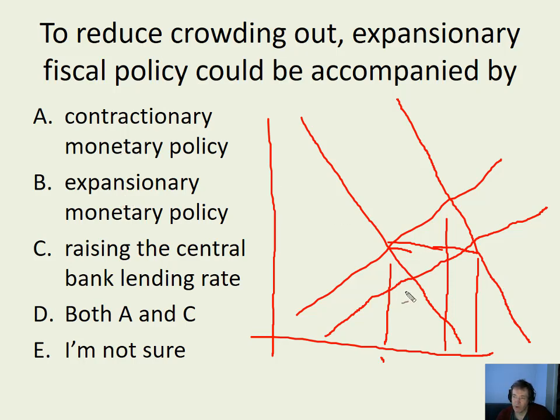Contractionary monetary policy would have the opposite effect, that would be like moving back this way. That would make things even more disastrous. Raising the central bank lending rate, that essentially is the same as reducing the money supply.